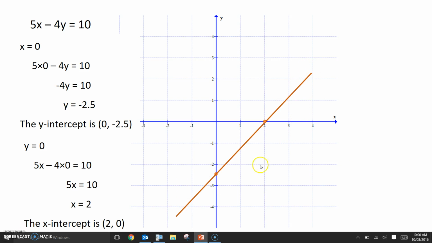Okay, so you just need the 2 points. The simplest 2 points to find are when x equals 0 and y equals 0. The only trouble you have is if the line goes through 0, 0, then you can't use this method.